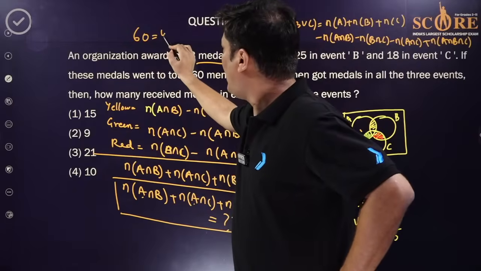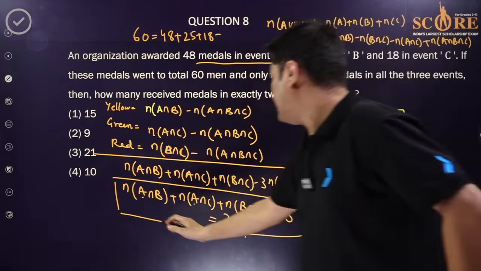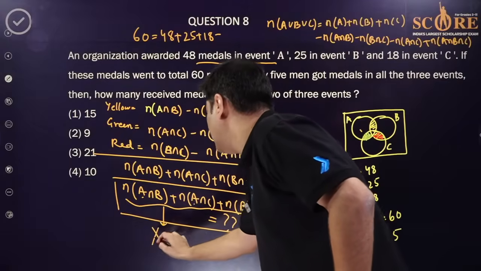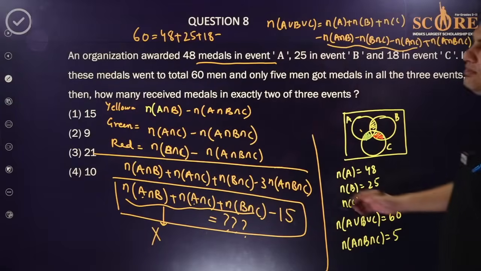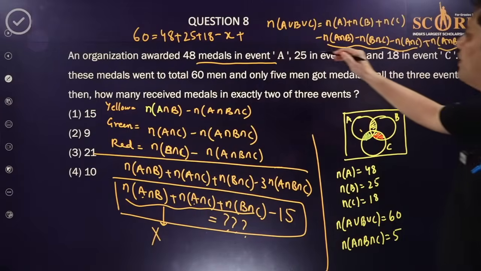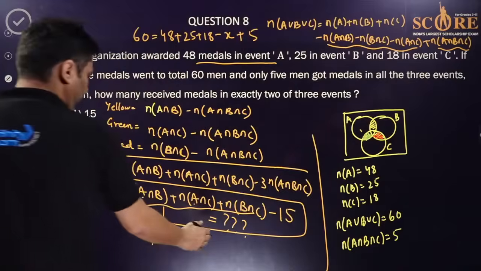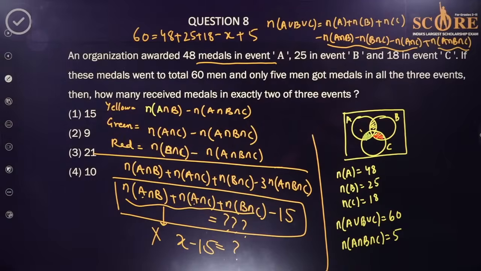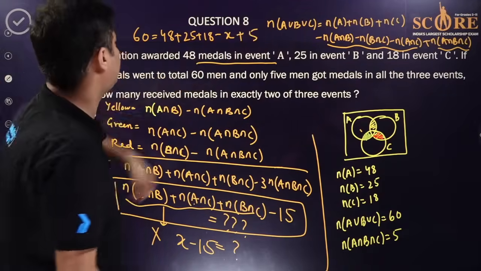N A plus N B plus N C minus, let's say this whole sum of the 3 numbers is x. So this is minus x, and A intersection B intersection C is 5. I want the final answer as x minus 15. I need to find x minus 15. So let's find x here by using the inclusion exclusion formula for 3 sets.